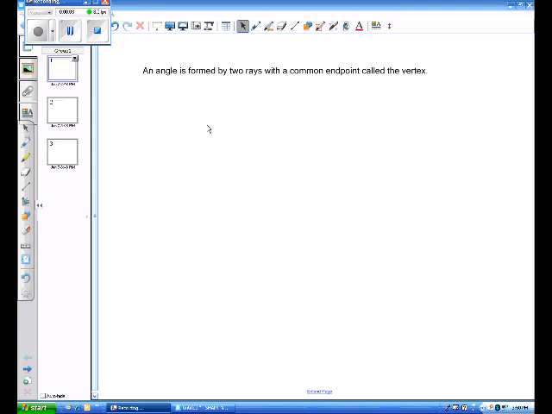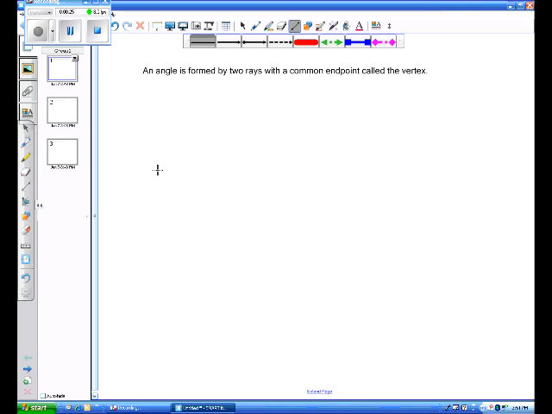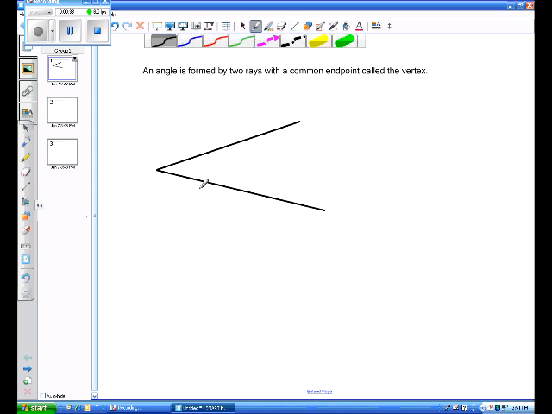As we begin our study of trigonometry, we'll need to look at a lot of new definitions and some old definitions and make sure that we learn these as we go along. The first definition that we want to look at is what an angle is. An angle is formed by two rays with a common endpoint called the vertex. So we would have two rays and they have this common endpoint called a vertex. And so this would be then what we would refer to as an angle.